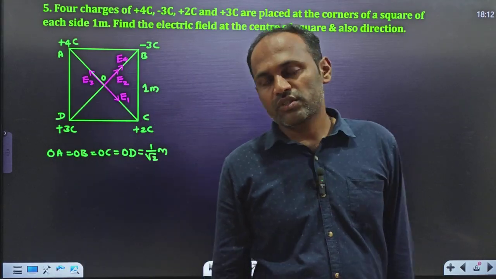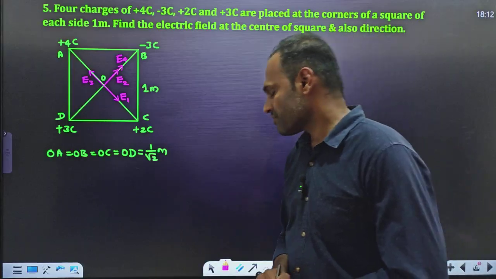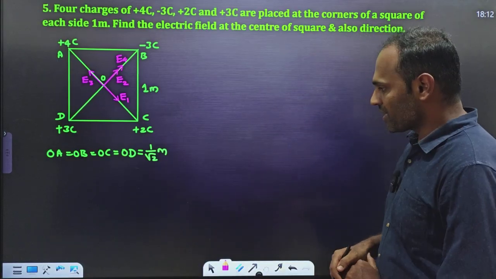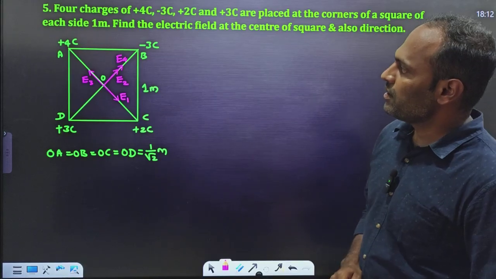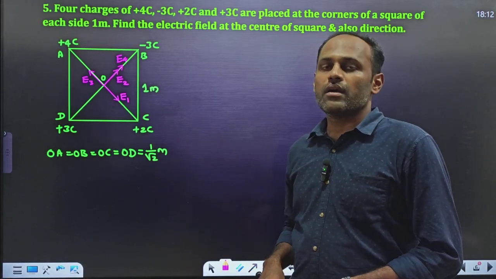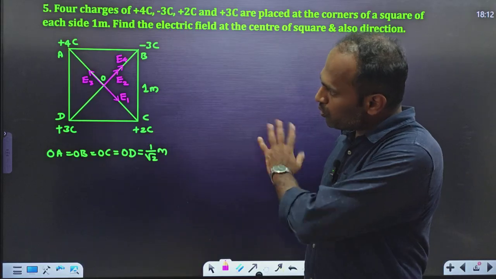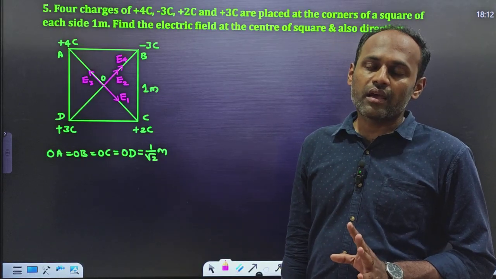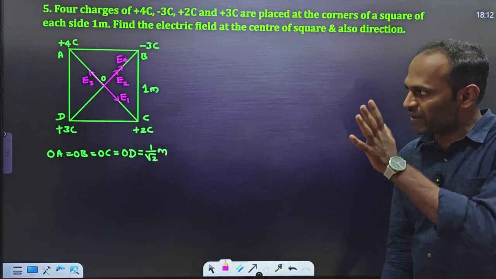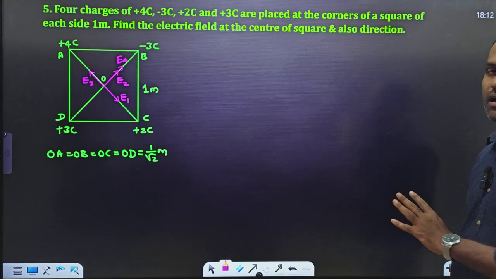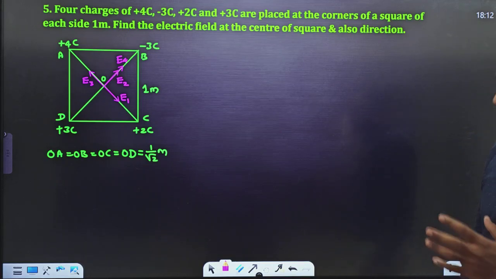So here what we have to do is find out the electric fields. We are having 4 electric fields. We have to calculate all these 4 electric fields. I will tell you how to calculate these electric fields and how to calculate the resultant. You solve it on your own. I will not solve this completely, I will just tell you the method how to solve. Based on that method, you solve it yourself.